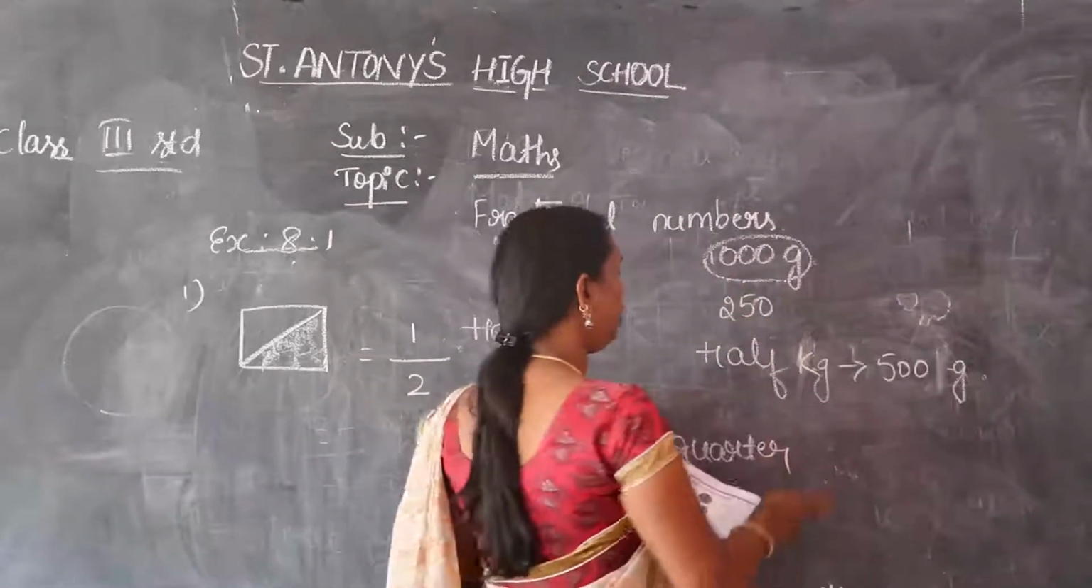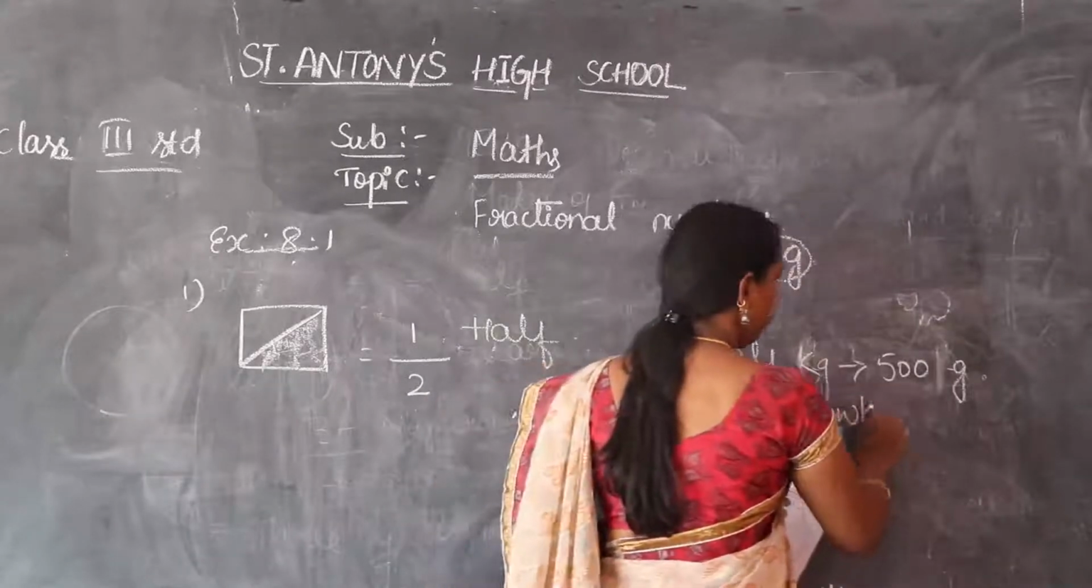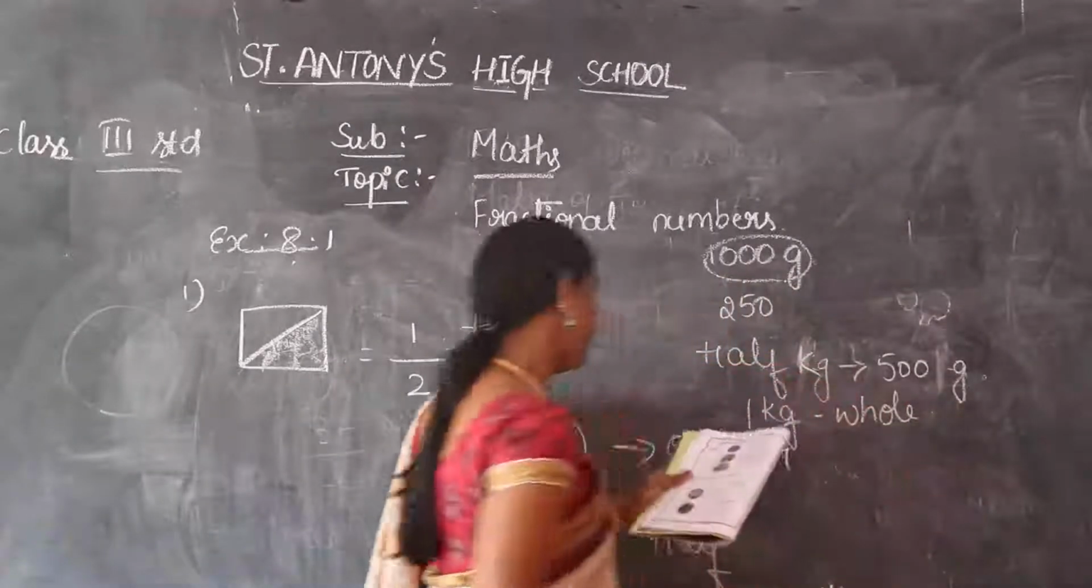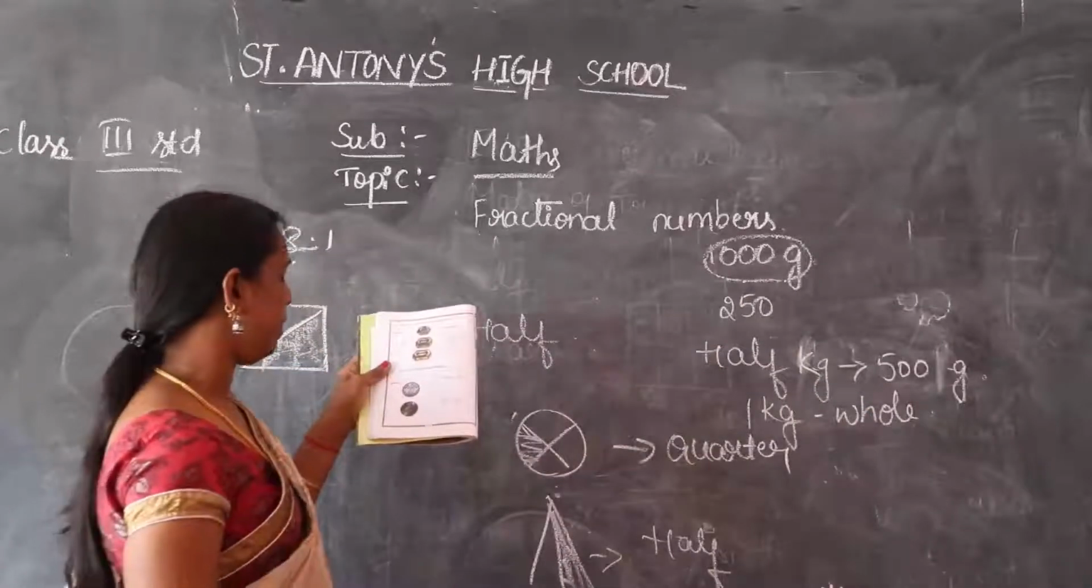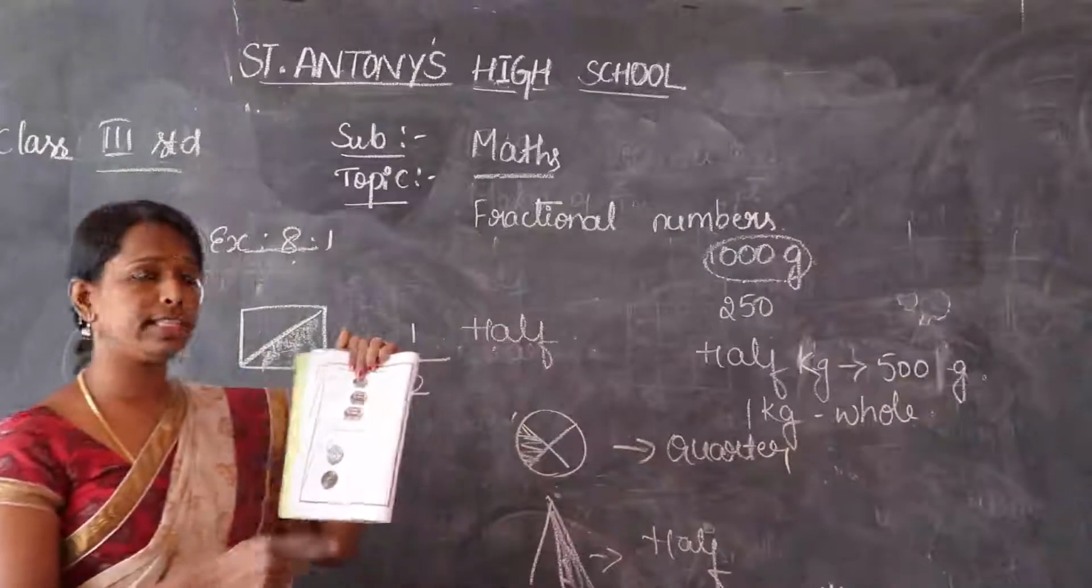Next one is whole. Whole means what? 1 kg. Whole means 1, full. Write as shown in the example. From your page number 36, use your pencil and fill in this textbook.